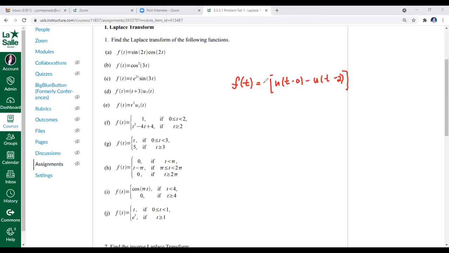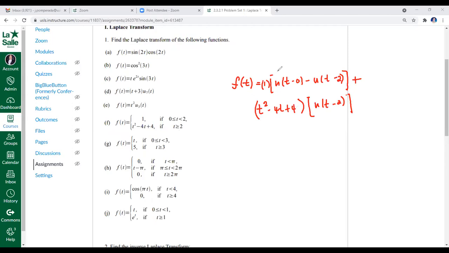So for you to understand better, you can also put 1 because 1 seems to be the value here. Where am I getting the 0 and the 2? It came from the interval that is written here. Then you add to it the second value the function assumes. So it's t squared minus 4t plus 4. You have to place a parenthesis and it has to be multiplied to u of t minus 2. So the treatment is the same as that of the past.